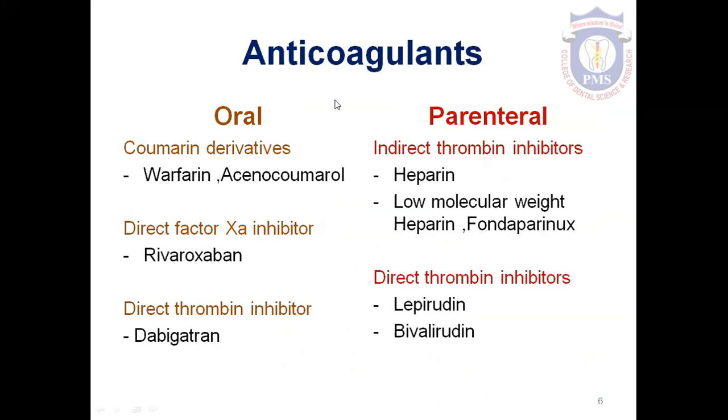So now, anticoagulants are agents which can prevent the formation of blood clot by several mechanisms. We have oral anticoagulants and parenteral anticoagulants. Oral anticoagulants include coumarin derivatives like warfarin and acenocoumarol, direct factor 10A inhibitors like rivaroxaban, and direct thrombin inhibitors like dabigatran. Parenteral anticoagulants include indirect thrombin inhibitors like heparin, low molecular weight heparin, fondaparinux, and direct thrombin inhibitors like lepirudin and bivalirudin. So today we are going to learn about heparin, which is a parenteral anticoagulant and is an indirect thrombin inhibitor.